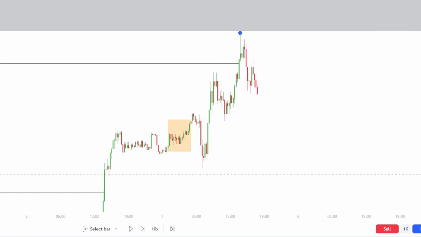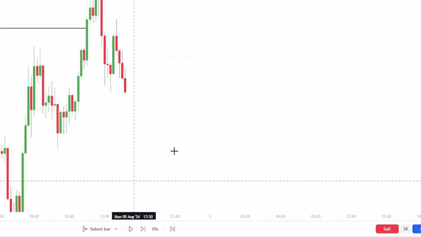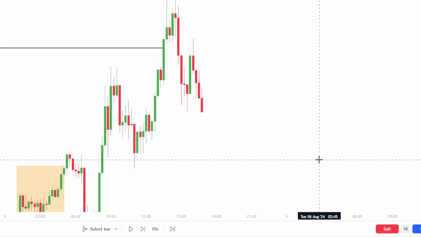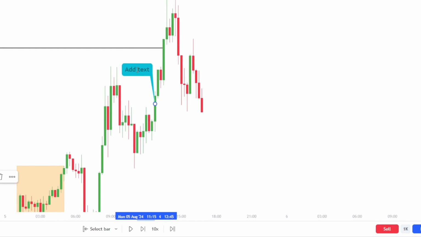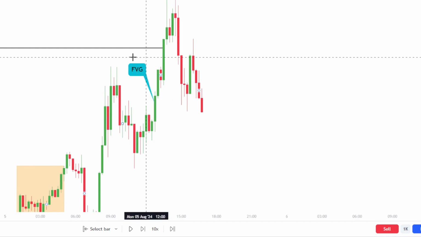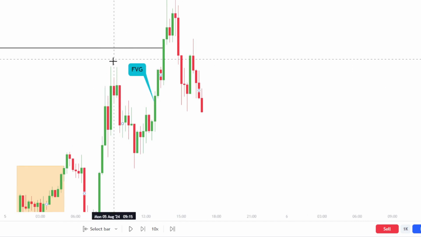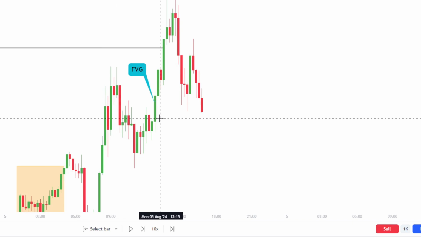What I want people to understand now is you want to ask yourself, what is the area of demand? This is where fair value gaps come in. This is a fair value gap over here, and this fair value gap led to a structural break over here, an internal structural break. So this now becomes the demand zone. This is the demand zone.